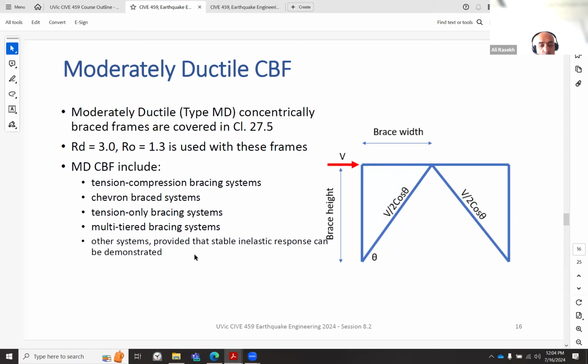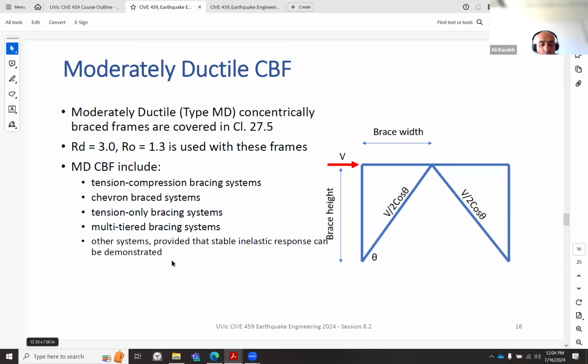A tension-only bracing system might also be the case, like one full member going in this direction, which takes the tension, and it's so narrow that it practically cannot take compression. So you are only dependent on the tension. Multi-tiered bracing systems, maybe you have one chevron and one tension-only, that could also be. And other systems, provided that a stable inelastic response can be demonstrated.